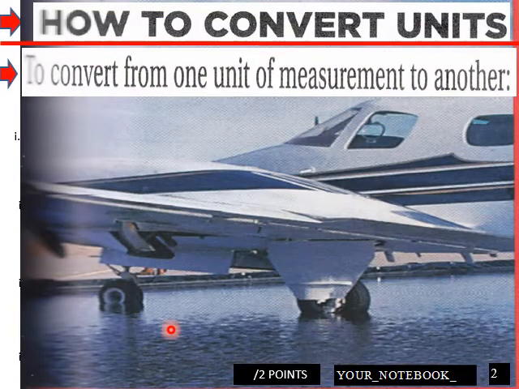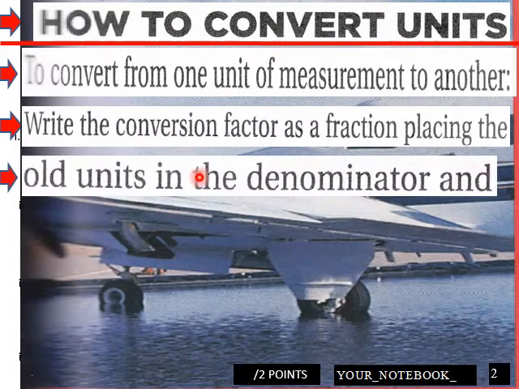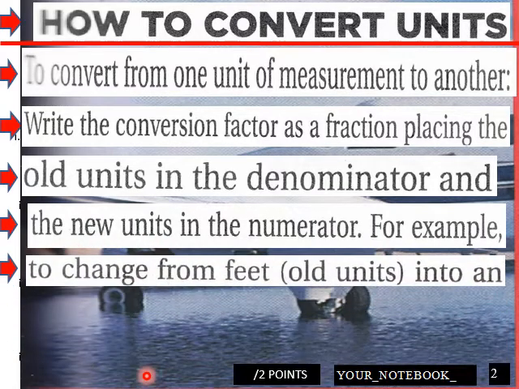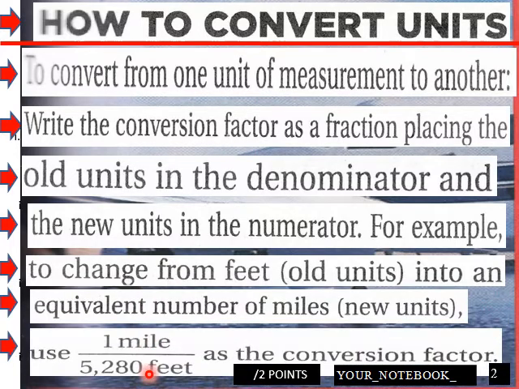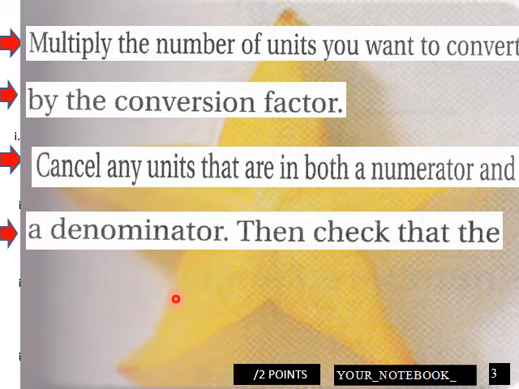So how to convert units? To convert from one unit of measurement to another, write the conversion factor as a fraction, placing the old units in the denominator and the new units in the numerator. For example, to change from feet into an equivalent number of miles, here would be your conversion factor. So we want miles, we put that in the numerator, feet in the denominator. So multiplying the number of units you want to convert by the conversion factor. So cancel any units that are both numerator and denominator, then check the correct units.